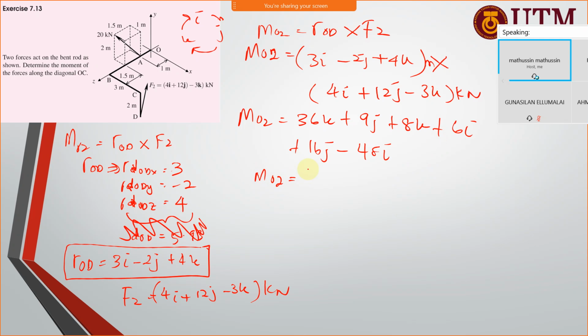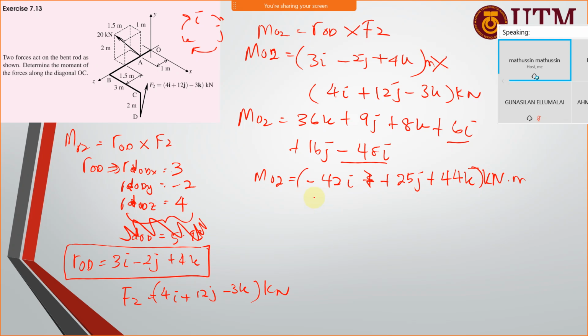So MO2 must be, susun balik. Yang ni dengan yang ni lah. Negatif 48 tambah 6 dapat negatif 42I. And then 9 tambah 16 tambah 9, 25J. 36 tambah 8 berapa? 44K kan? This one must be Newton meter, kilo Newton meter. That is our MO2, negatif 42I tambah 25J tambah 44K.